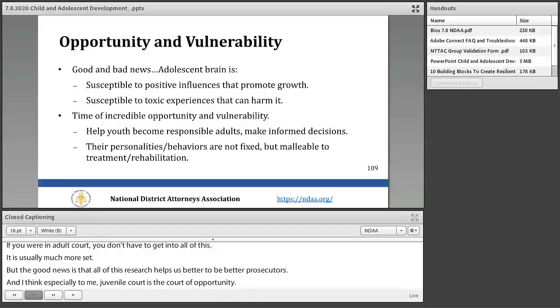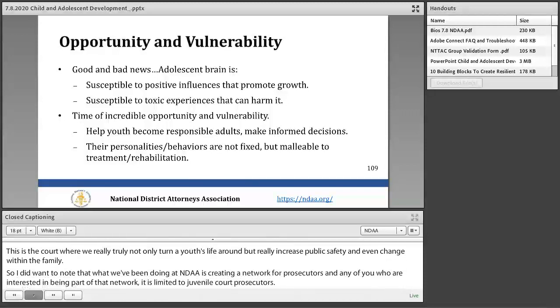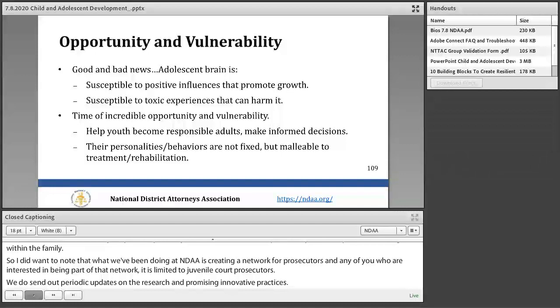This is the court where we really truly can not only turn a youth's life around, but really increase public safety and even change within the families. So I did want to note that what we've been doing at NDAA is creating a network for prosecutors, and any of you who are interested in being part of that network, it is limited to juvenile court prosecutors, but we do send out periodic updates on the research and promising innovative practices.